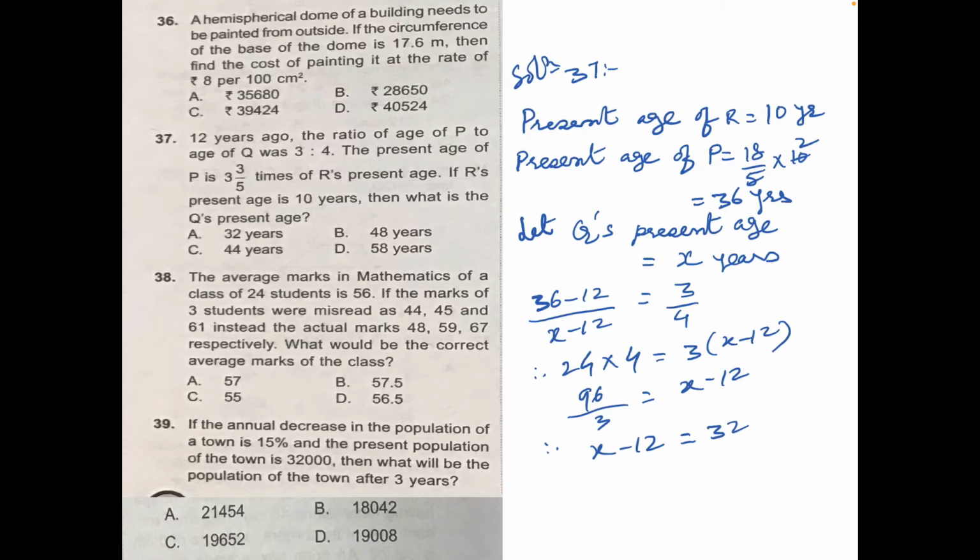So, that means 12 years ago Q was 32 years old, right? So, that means now Q is, if I take 12 to the right side, it will be added. So, X is equal to 32 plus 12, he is now 44 years old. So, the answer is 44, it is option C.